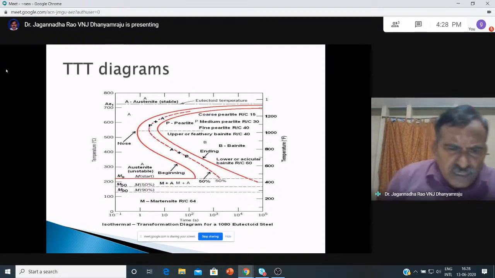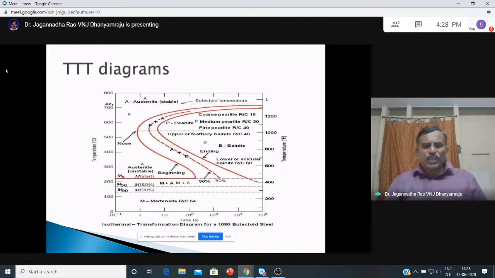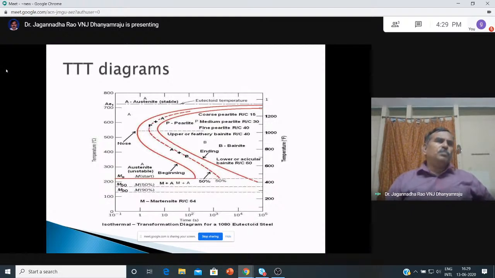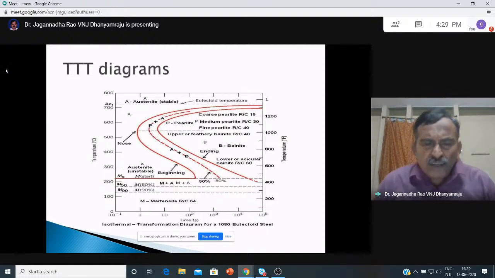So this TTT curve generally has an S shape. It is plotted temperature versus time, and time is on the x-axis, which is on the log scale. That means the transformation may take from a few seconds to a few days. The time span is very high. It may be a few seconds or it may be a few days. So that is why it is plotted on a log scale. And this is the S curve.